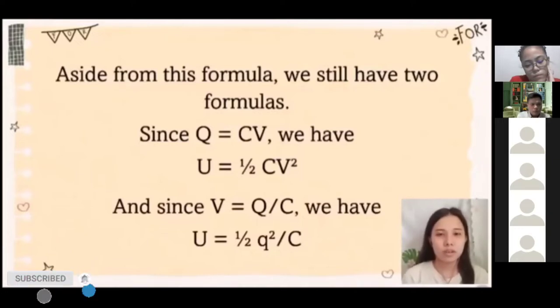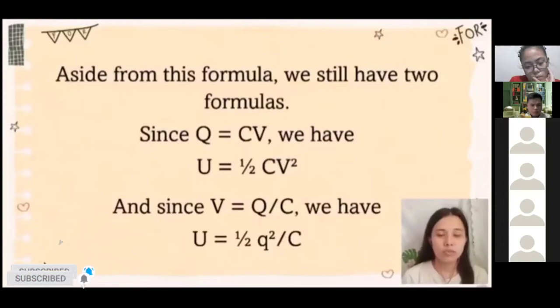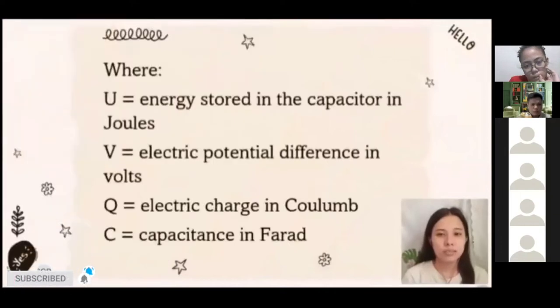Thus, the second formula is U is equal to 1/2 times C times the square of V, while the third formula is formulated by substituting the V in the second formula with Q over C, since V is the quotient of Q over C. Thus, we have U is equal to 1/2 times the square of Q over C. Again, U is the energy stored in a capacitor in joules, V is the electric potential difference in volts, Q is the electric charge in coulombs, and C is the capacitance in farads.